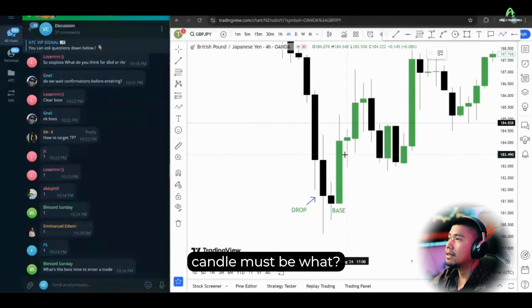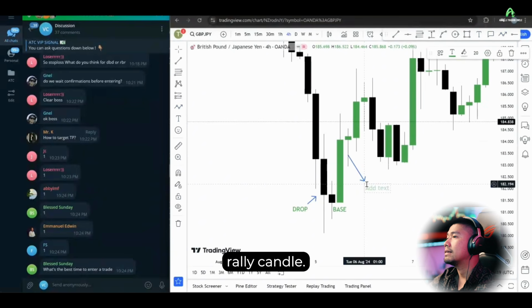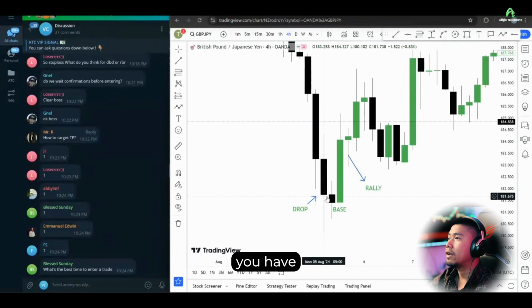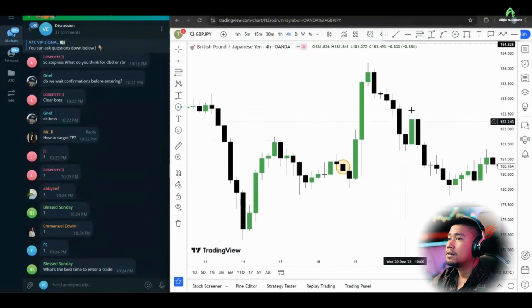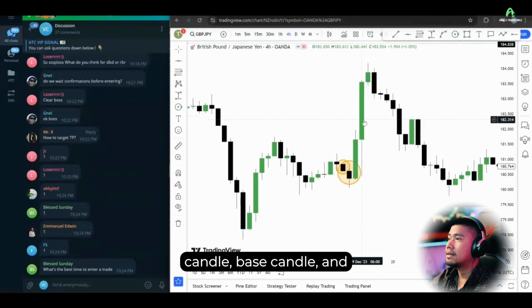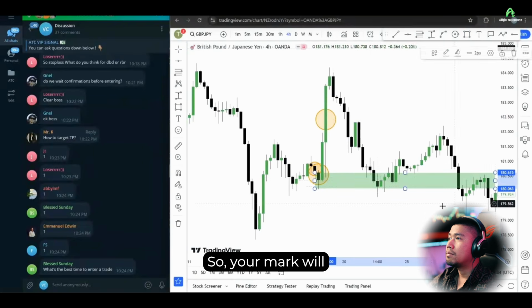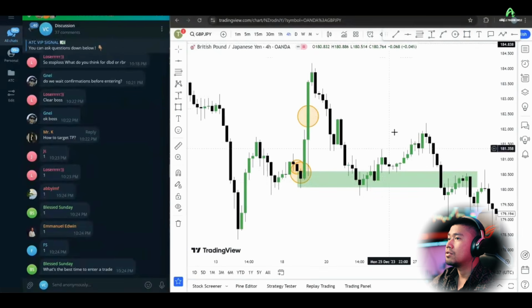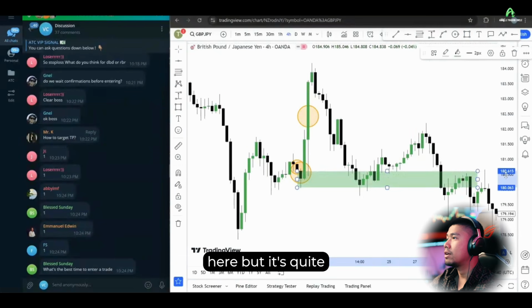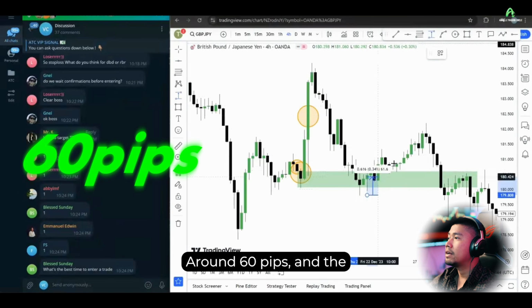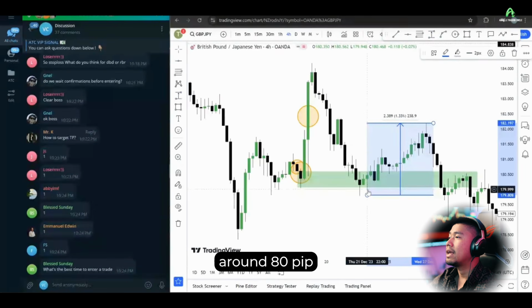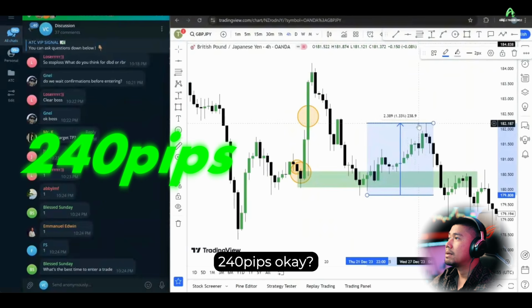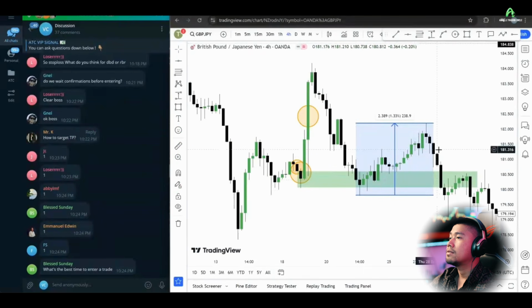So, and then the next candle must be what? Rally candle. So there you have drop base rally. You got drop, you got base, and you got rally. And then we do have drop candle, base candle, and rally candle. So your mark will be like this, okay? How you marking zone. Now the price didn't even fit here, but it's quite big, around 60 pips, and the reward gives you around 200 pips. So your risk is basically around 80 pips, but your profit will be 240 pips, okay? That will be your profit.